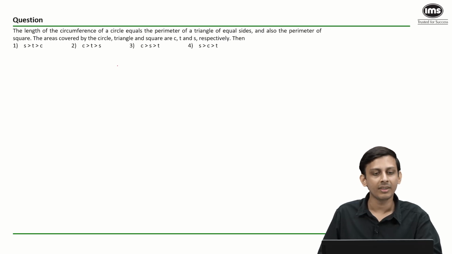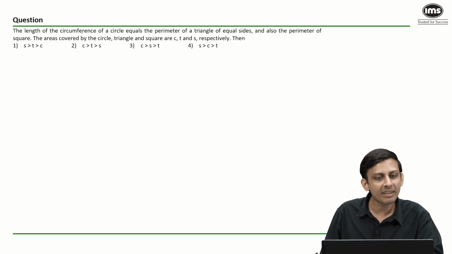If you look at this question, it has been given that the length of the circumference of a circle equals the perimeter of a triangle of equal sides and also the perimeter of a square. The areas covered by the circle, triangle and square are C, T, S respectively. And then we have to find which one is the largest, smallest, which one is in between. So now length of the circumference of a circle. Circumference is 2 pi r, where r is the radius.